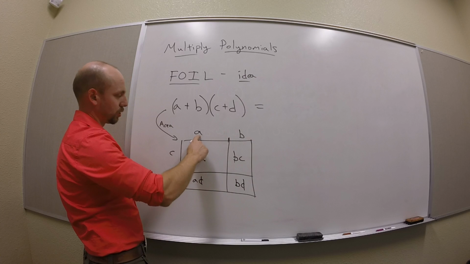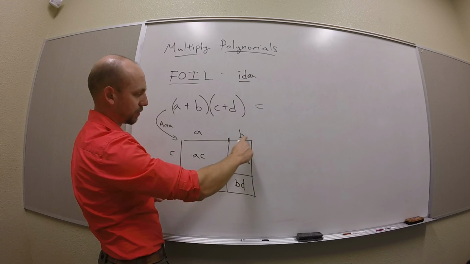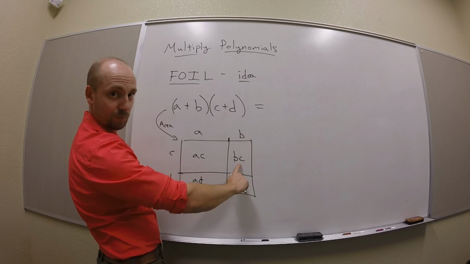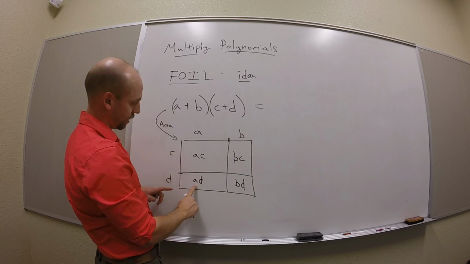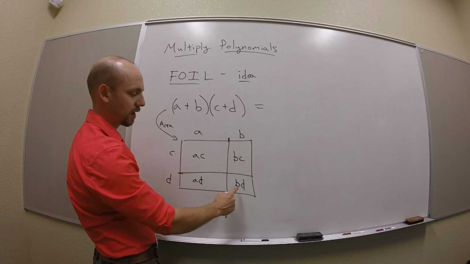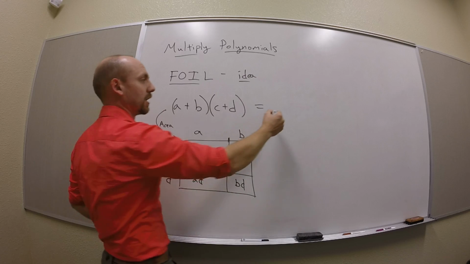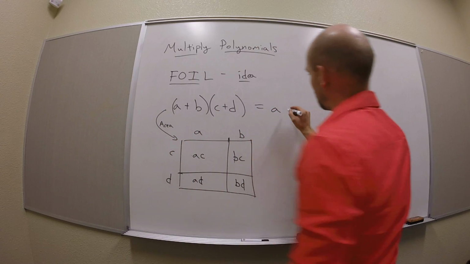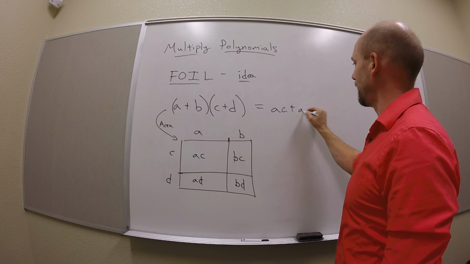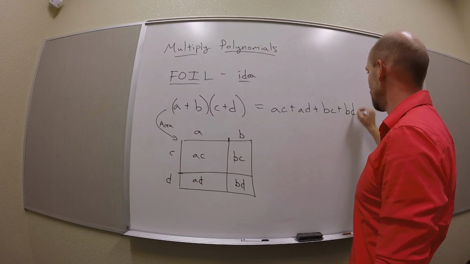So if I note, this one's A by C, so its area is AC. This little guy is B by C, so its area is BC. This dude down here is A on the long side by D on the short side, so AD there. BD here means that I should be able to rewrite this thing as AC plus AD plus BC plus BD.